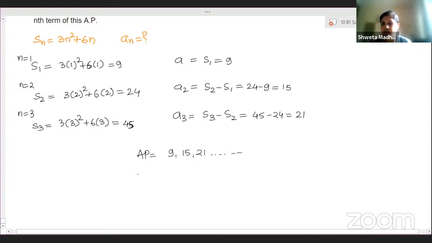We got the AP. Now what do we have to calculate? The nth term of the AP, that means we have to calculate An. So An is equal to a plus (n minus 1) into d. a is 9 plus (n minus 1) into d, which is 6. So 9 plus 6n minus 6. This is 6n plus 3.